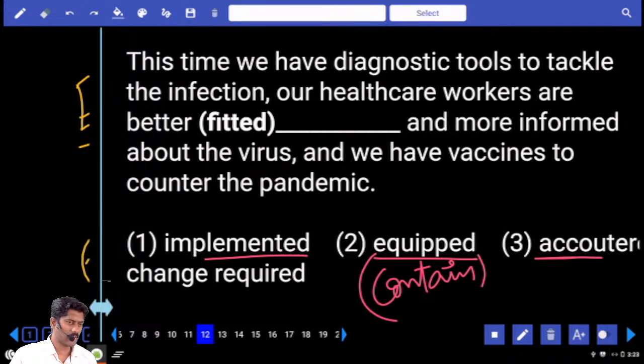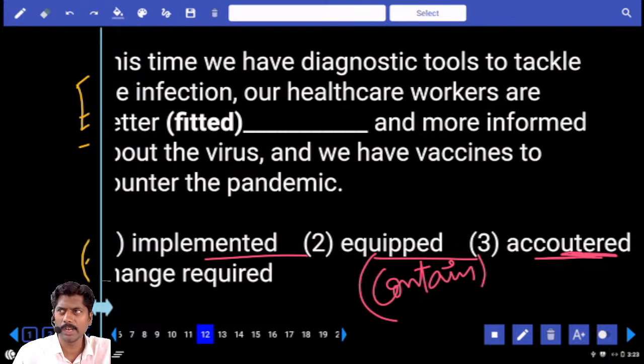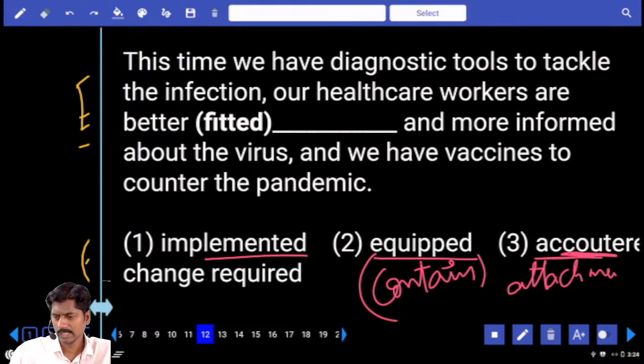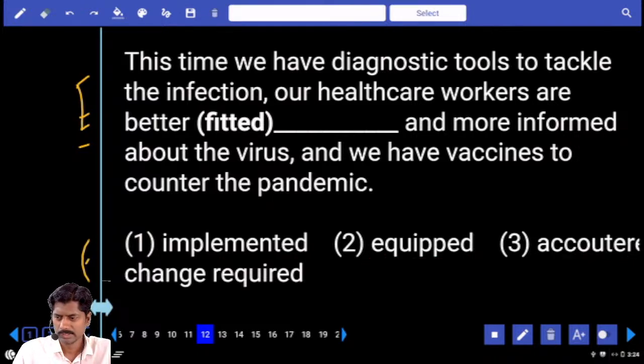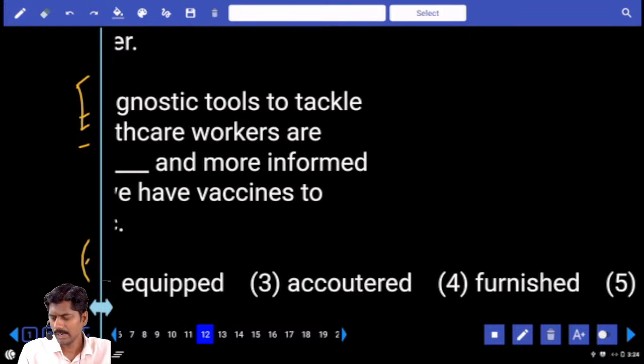All our hostels are equipped with internet facility. All our hostels are equipped with internet facility. Whether the food is good or not, that's secondary, but internet speed we require. Accoutrement. Accouter is nothing but a kind of attachment. Same thing, containing, and the meaning was attachment. Like accessory related. And furnished.